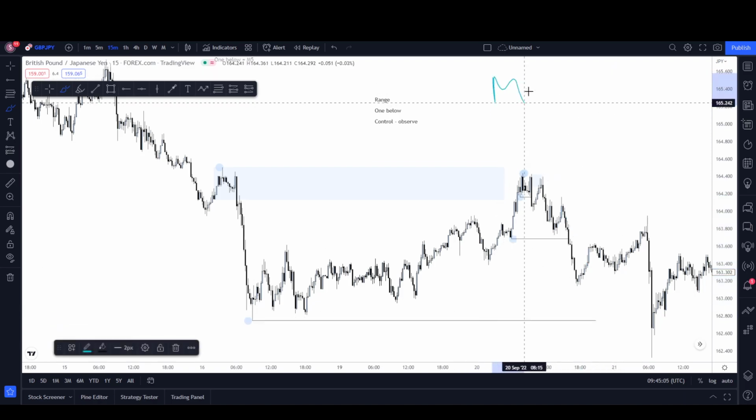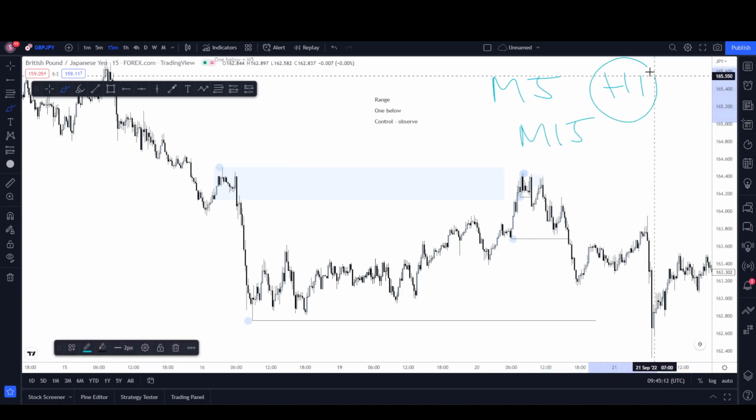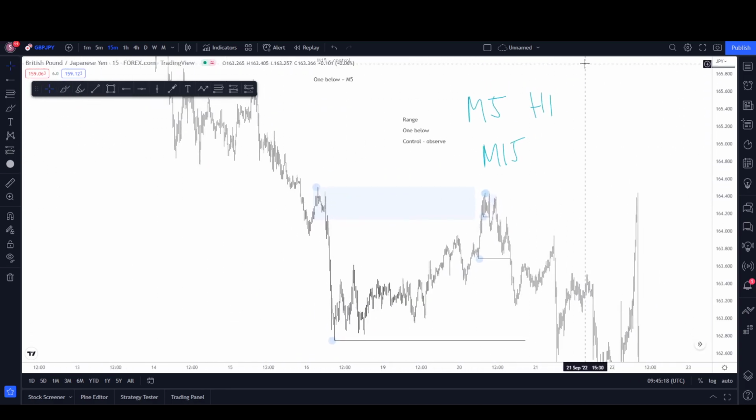So you've got an M5 entry at H1. You're looking for confirmation at M15 levels. Does M15 break? Yes, we're going to go to H1. If not, then look for reasons to hedge. So hopefully you can see that it's pretty clear.